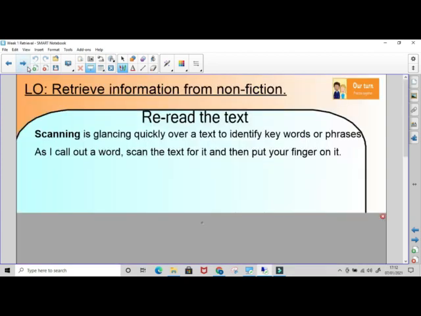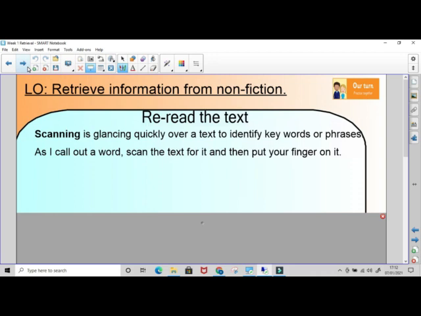Right, so when we are scanning, this is what we need to do when we're trying to retrieve information. We're glancing quickly over a text to find keywords. So we don't want to be reading everything. It's about cutting to the key information. A game that we normally do, and this might be a game you could play at home with a different text, is I'd call out a word, and then you basically scan the text and put your finger on it as quick as you can.